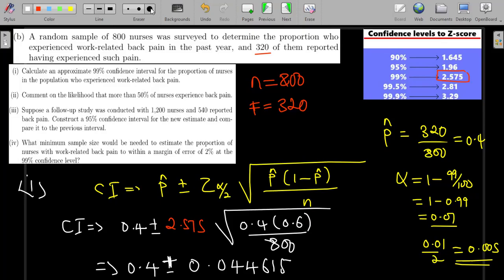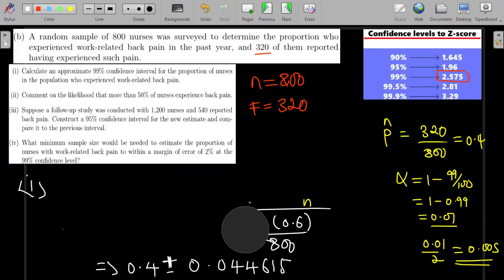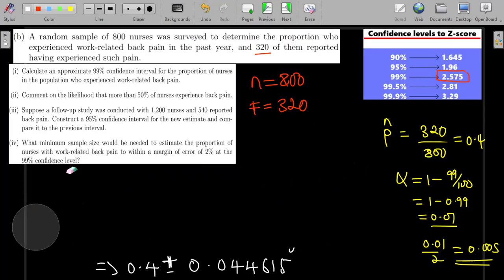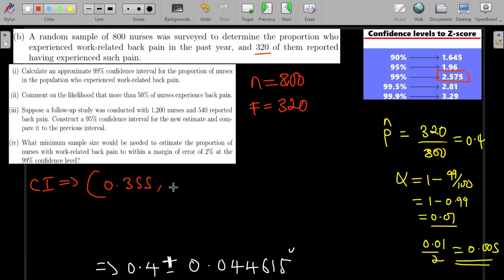So meaning our confidence interval is here. We just have to add that thing, subtract it, and then we have our confidence interval. So our confidence interval will be 0.4 minus this. I round it off to 3 significant figures. I get 0.355, comma, and then 0.445, like this.